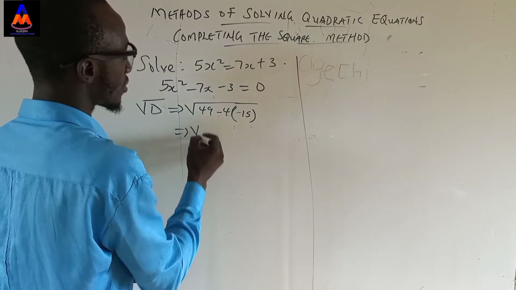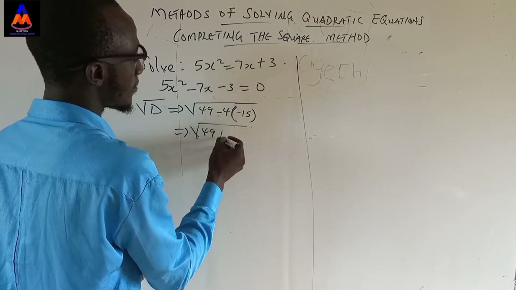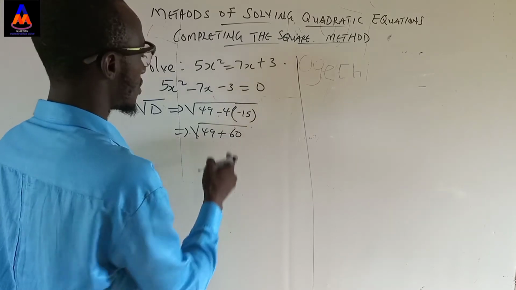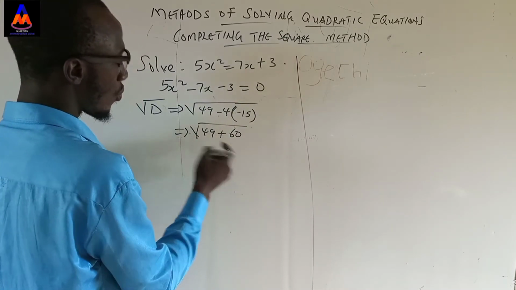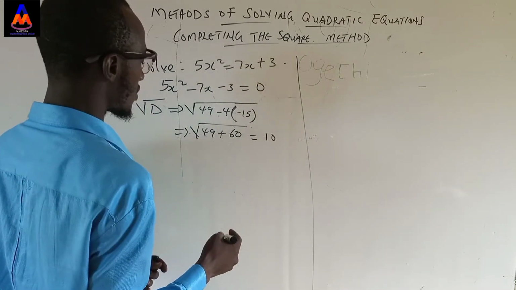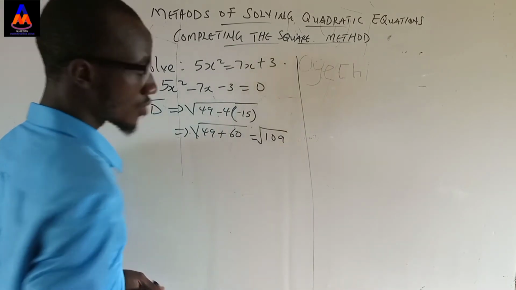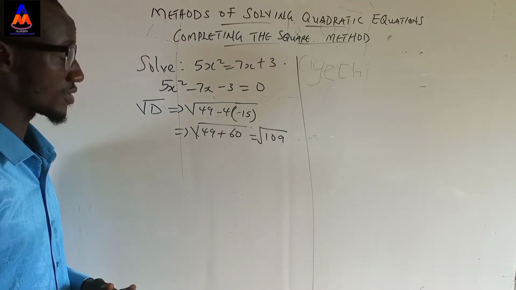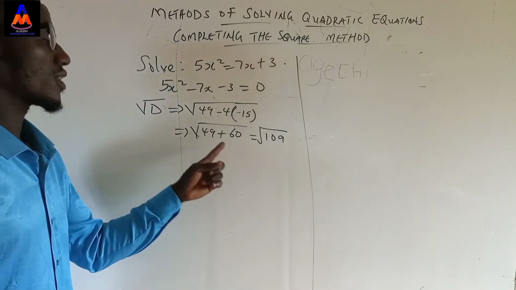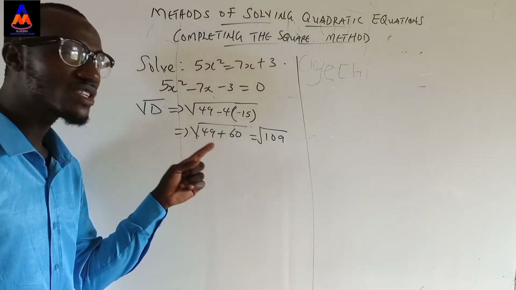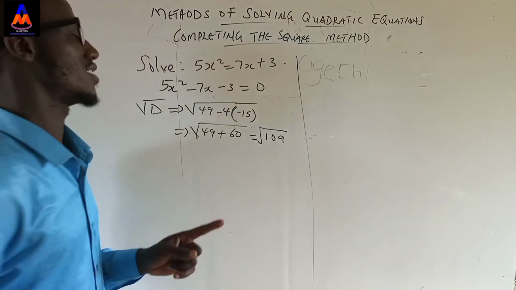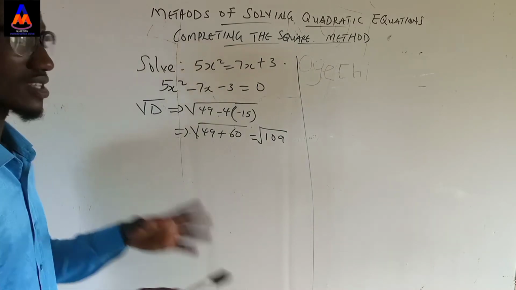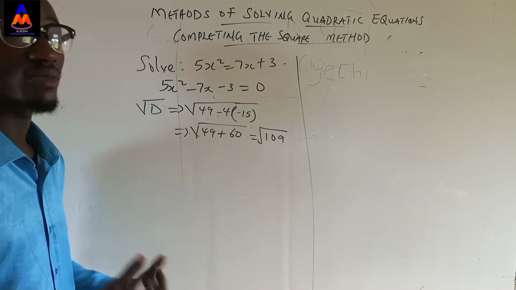Then we have the square root of 49 plus 60, which is going to be the square root of 109. Of course, 109 is not a perfect square. 109 will never give you a perfect square. So with this, you can say that the factorization method should be avoided. We are just trying to establish that the factorization method is limited.